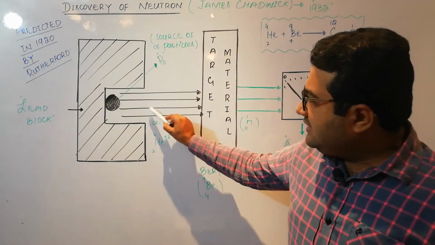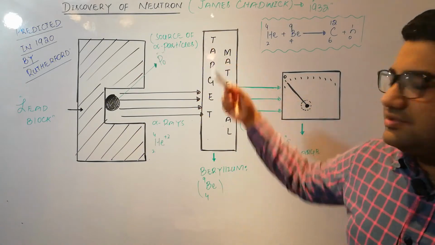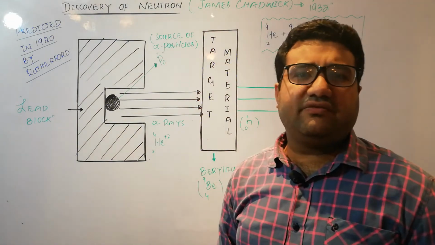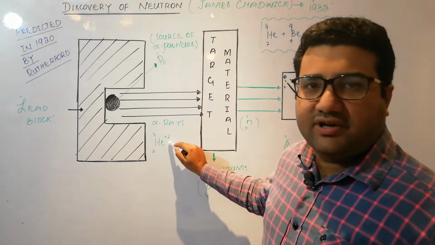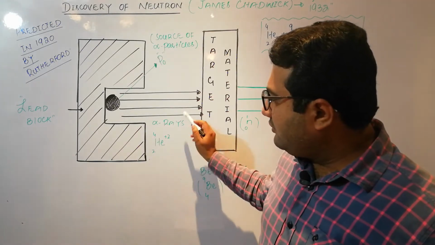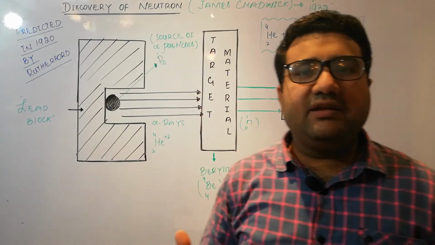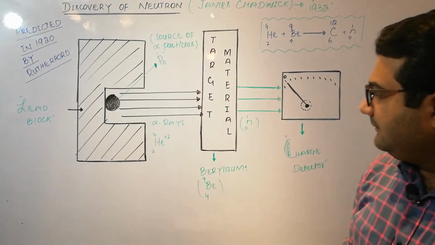Now, polonium releases alpha rays or alpha particles. It is a source of alpha particles, and every one of us knows that alpha particles are doubly ionized helium atoms. It means the two electrons are removed and now just the helium nucleus is there. That is called the alpha particle.